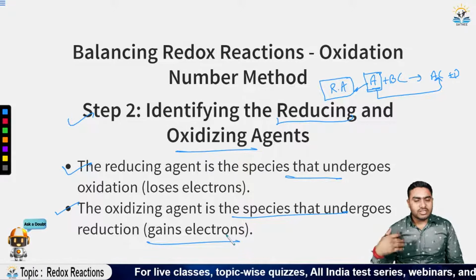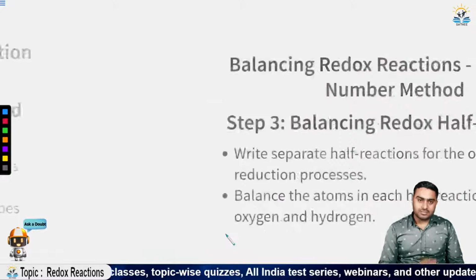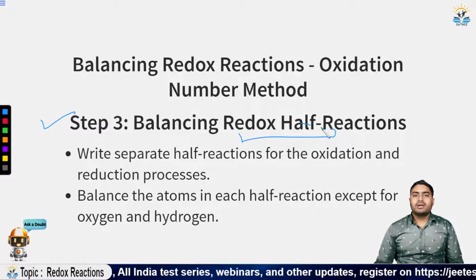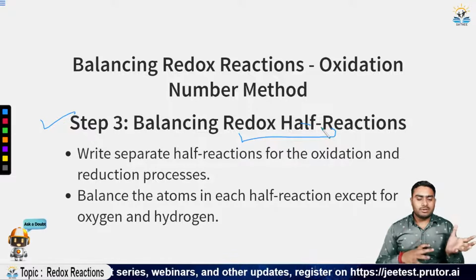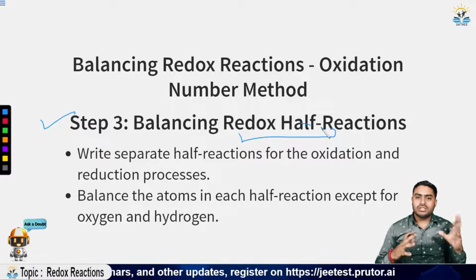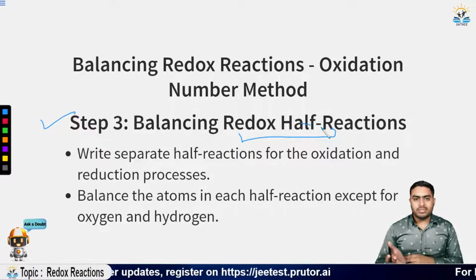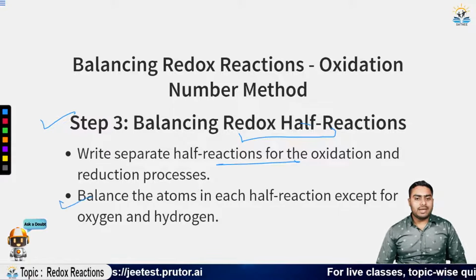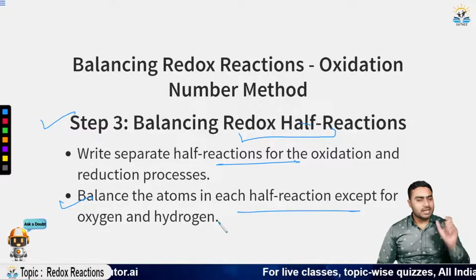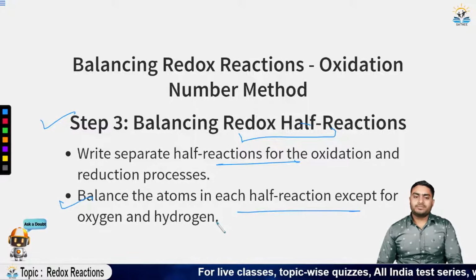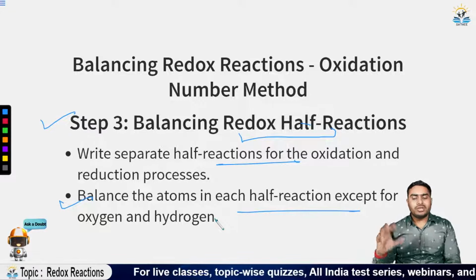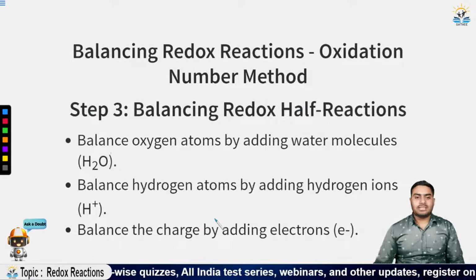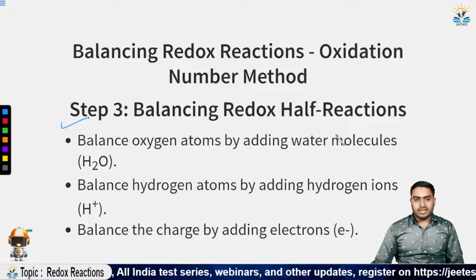That undergoes reduction itself and oxidizes others. The next step will be balancing the redox half reactions. Make two half reactions: the first will be the oxidation part and the second will be the reduction part. Write separate half reactions for the oxidation and reduction processes, and then balance the atoms in each half reaction except hydrogen and oxygen, because we will first balance the other atoms, then we will go to the hydrogen and oxygen balancing part.